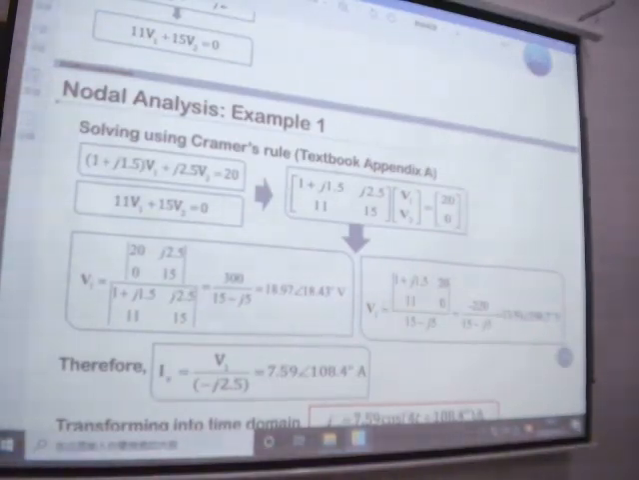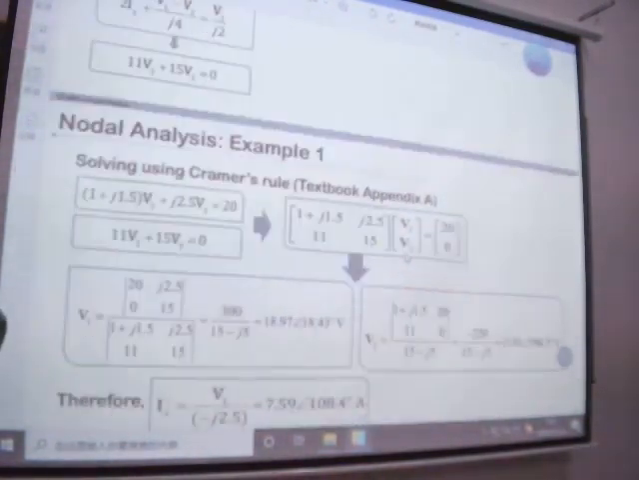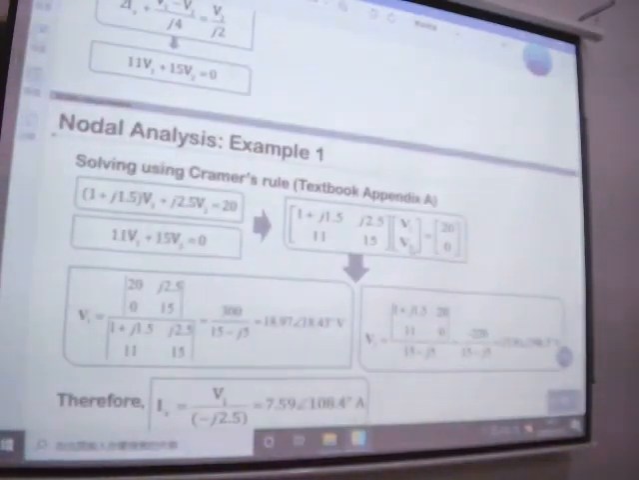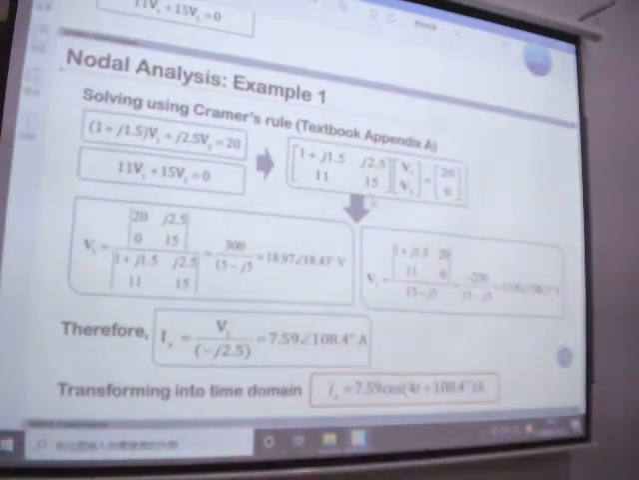So now we get this equation in matrix form. This one is the voltage vector V1 and V2. It doesn't have any special meaning. Just solve it by computer, by MATLAB, or by Cramer's rule. You can use any method, but I still recommend Cramer's rule.